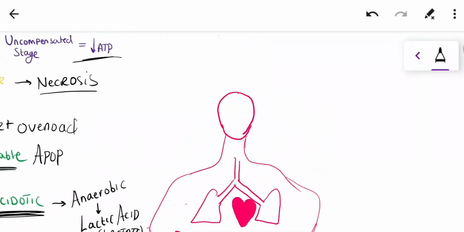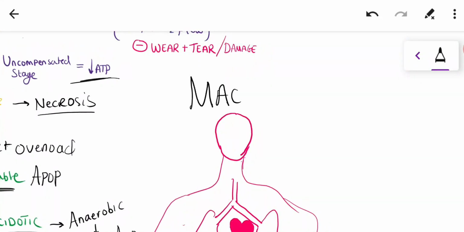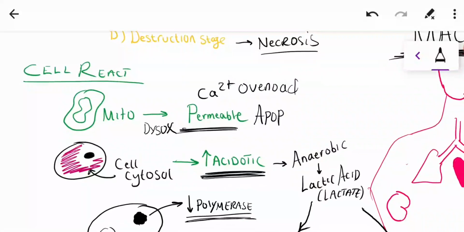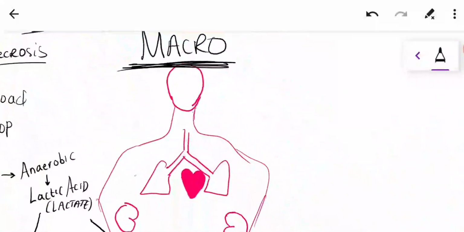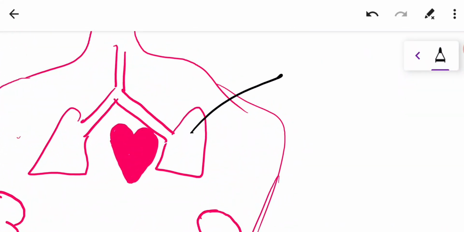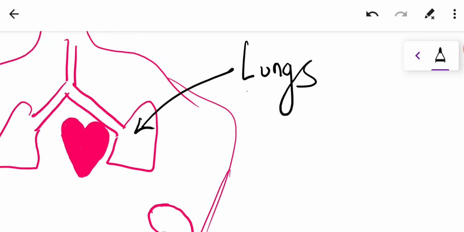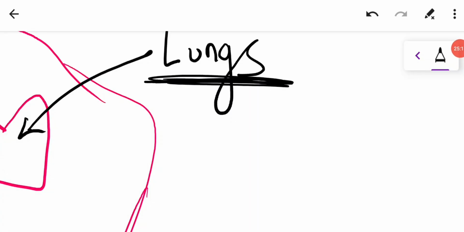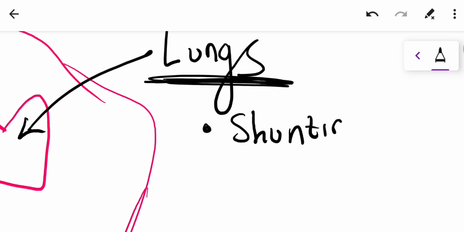Alright, lastly, macroscopic scale now. On an organismal level, how does the body react? Because we've seen how cells react. Now let's see how the body reacts. Lungs. What can the lungs do? Lungs can do certain things actually. They can do shunting of blood.